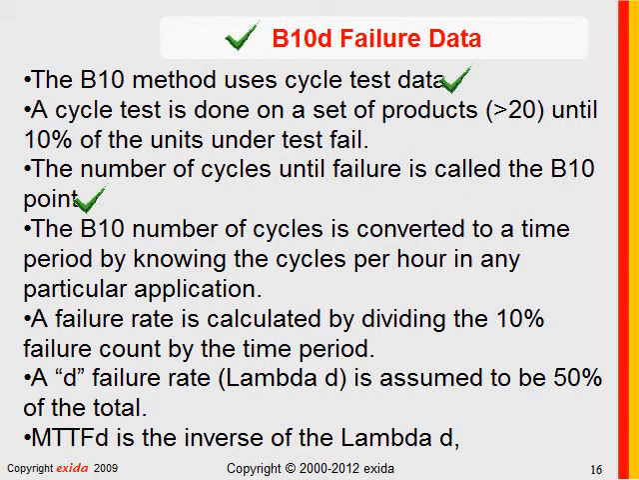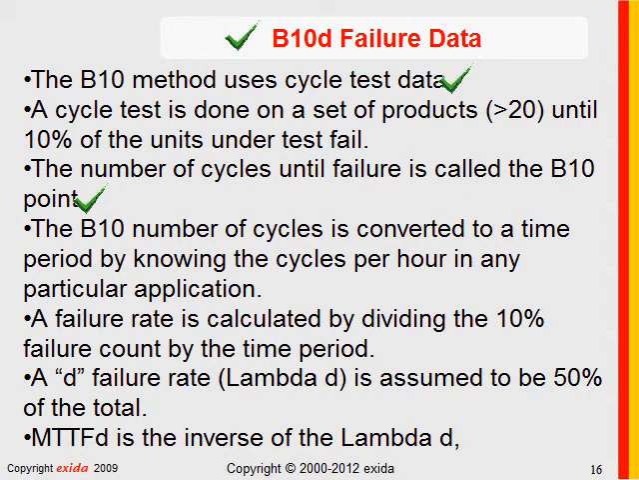The total failure rate is divided into safe versus dangerous by simply assuming 50% are safe, 50% are dangerous. And then many calculate a metric called MTTFD by taking the inverse of the lambda D failure rate. So, beginning to get a picture of what this method is, it's a test. It's a laboratory test based on cycling or movement.